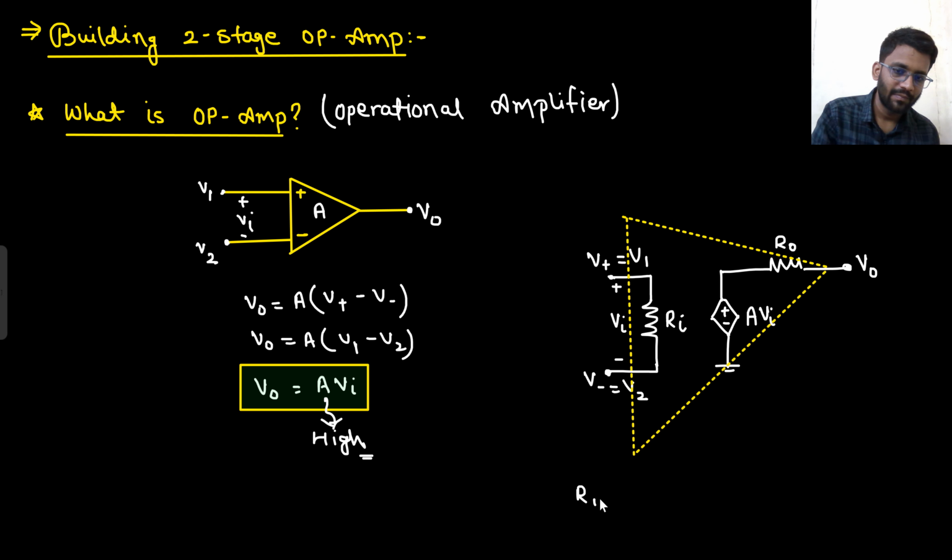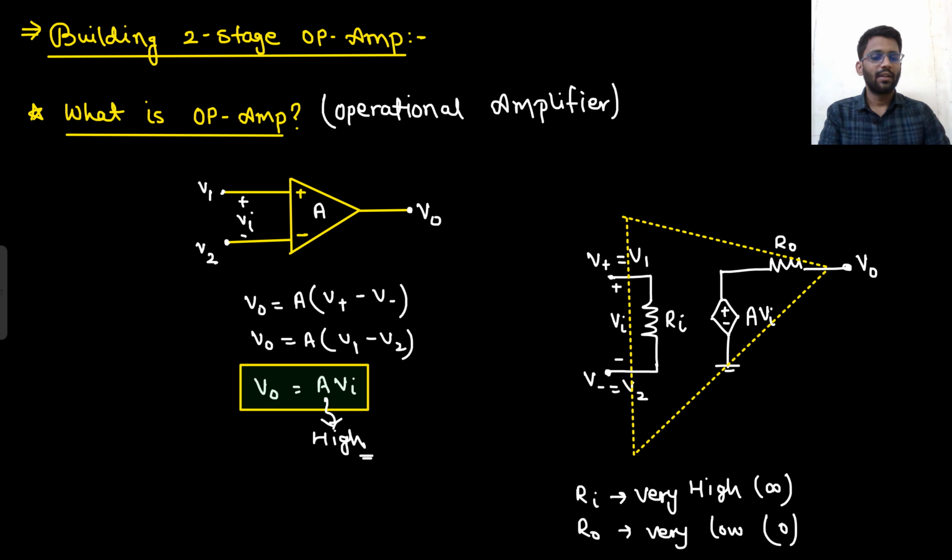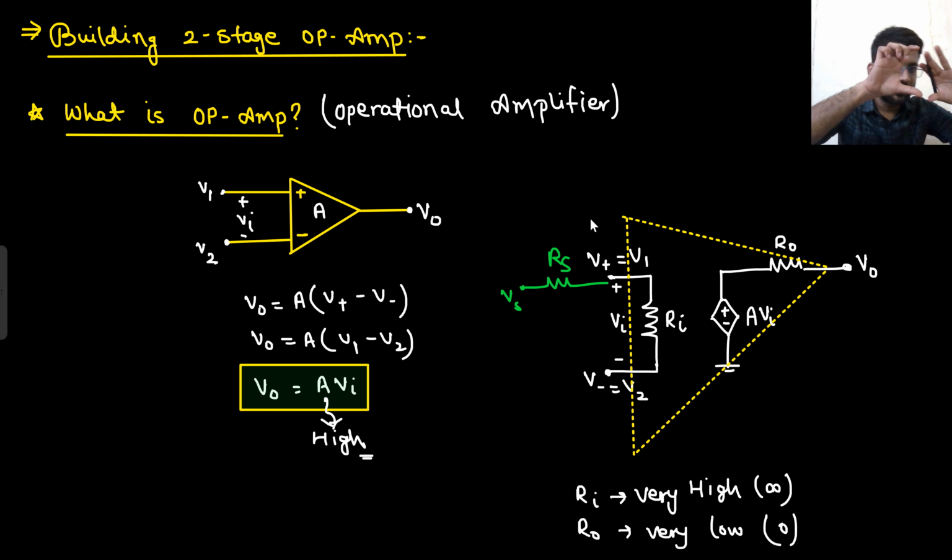Ideally in the op-amp, Rin is very high. You can call it infinity as well, and R0 is very low. You can call it nearly 0. Why is it so? Because you will be applying some voltage source Vs, and this voltage source will have some resistance Rs. Now if Rin is very high, what will happen? How much voltage will be coming here? If Rin is infinity, then complete Vs will be coming at the V in. V in will be equal to Vs if your Rin is infinity.